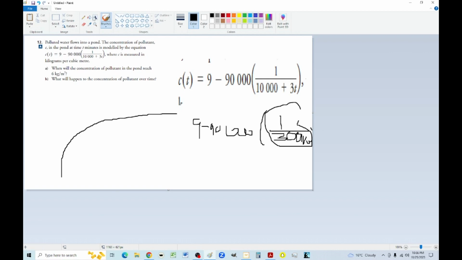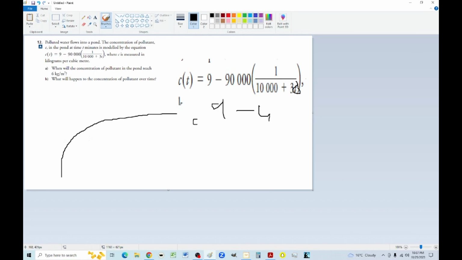You can also look at what happens at time 0. At time 0, you're going to have 0 here. You're going to have 90,000 divided by 10,000, which is 9. You're going to get 9 minus 9. So at time 0, we're going through 0, 0. And it's going to rush up like this and then climb and climb and climb and try to reach 9, but never reach it. So that's the answer to B. It'll approach 9 but never reach it.